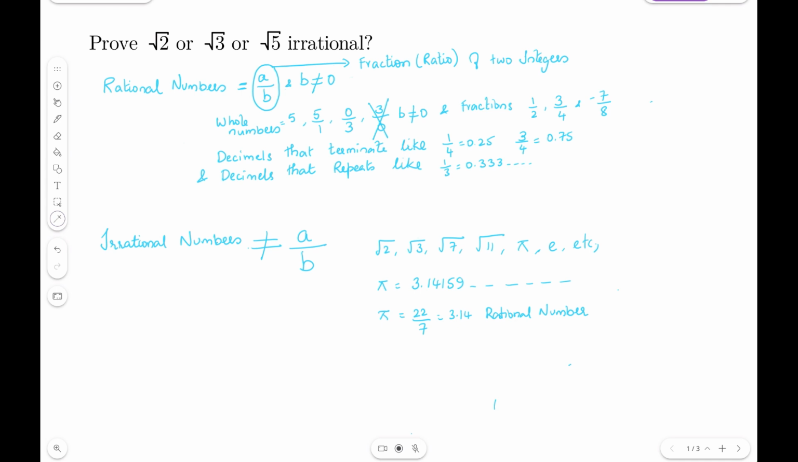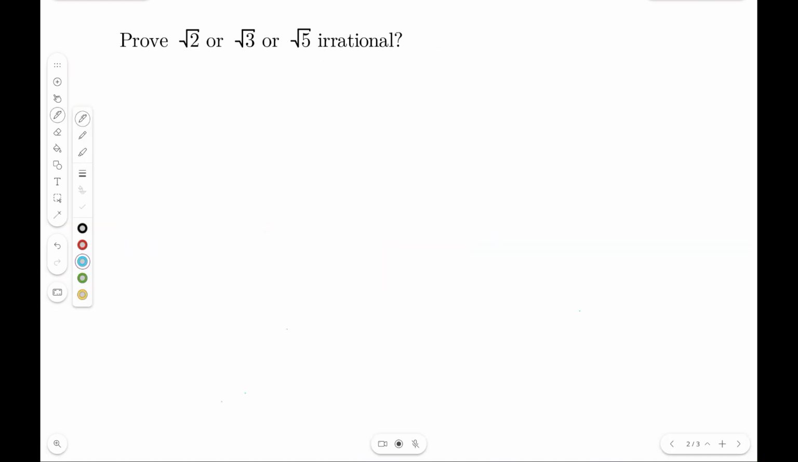So we will solve one. Basically, I will solve root 3 as irrational using five simple steps. You follow the same steps to prove root 3 and root 5. You should be able to do it. Even if they give you root 7 or root 11, you can use the same simple steps and do it. To prove root 3 as irrational, we will do it in five steps.